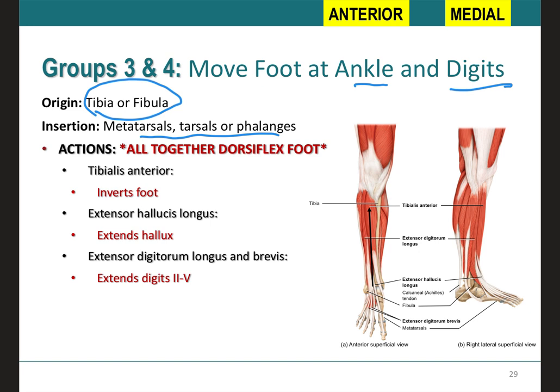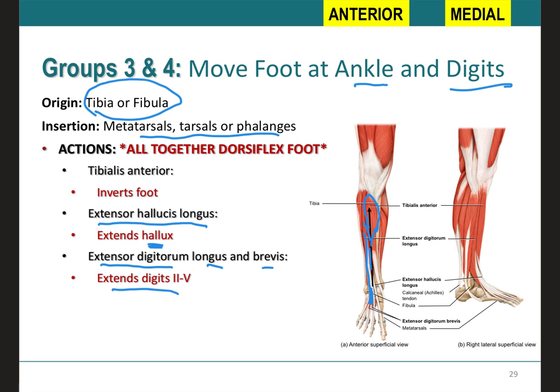And we can see the tibialis anterior is going to be this big muscle anteriorly right over here that's going to be located on top of the anterior tibial margin. Then we have the ones that will extend the digits. We have a specific one for the big toe, for the hallux. That will be your extensor hallucis longus. And then we have ones for the digitorum, which will be the longus and the brevis. And they will extend the digits 2 through 5. So here is going to be your extensor digitorum longus going to your digits 2 through 5.